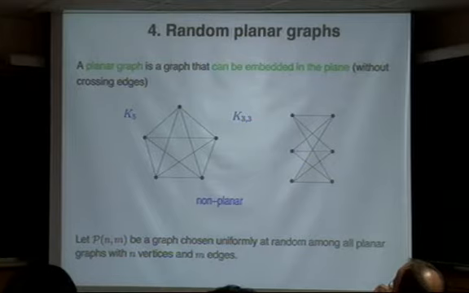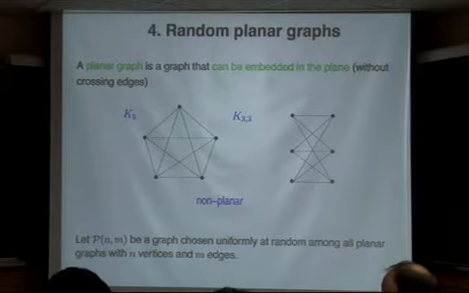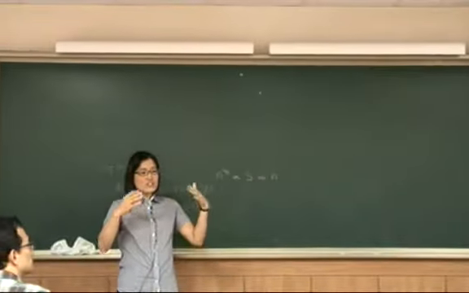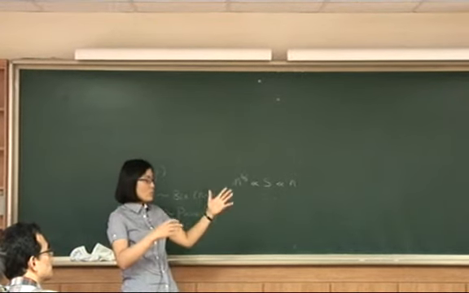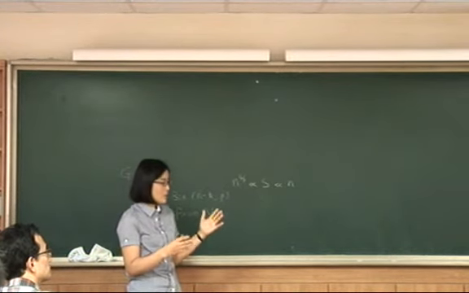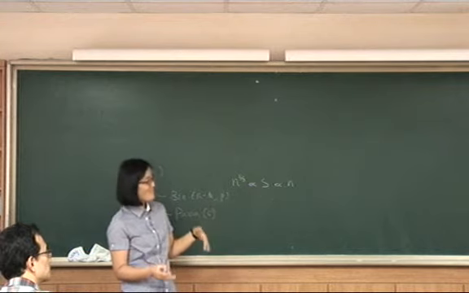When we were studying the phase transition in G(n,m), I already told you that when m is strictly smaller than n/2, the graph consists of trees and unicyclic components. So it's planar. So depending on the edge density, the answer is yes or no. Maybe G(n,m) is the same as planar P(n,m), or maybe not.